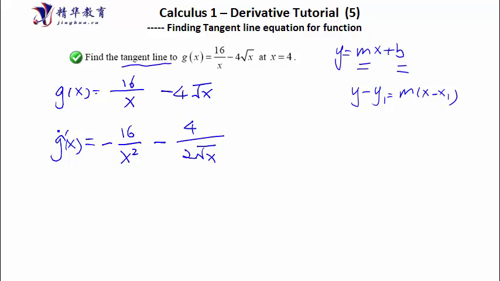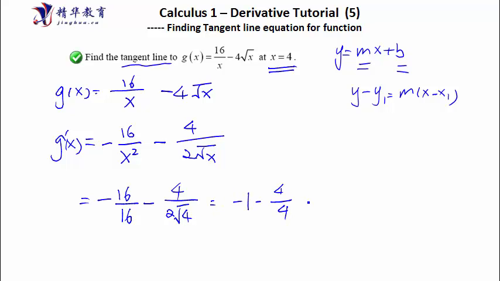Right now we have our g prime. This is the general equation, and this function gives me every single tangent line slope at any point. What point am I looking for? I'm looking for x = 4, right? We just plug 4 in here: -16/4² = -16/16 = -1, minus 4 over 2 times √4, which is 2 times 2, so that's -1. Another -1, which gives -2. So this is the slope of the tangent line.